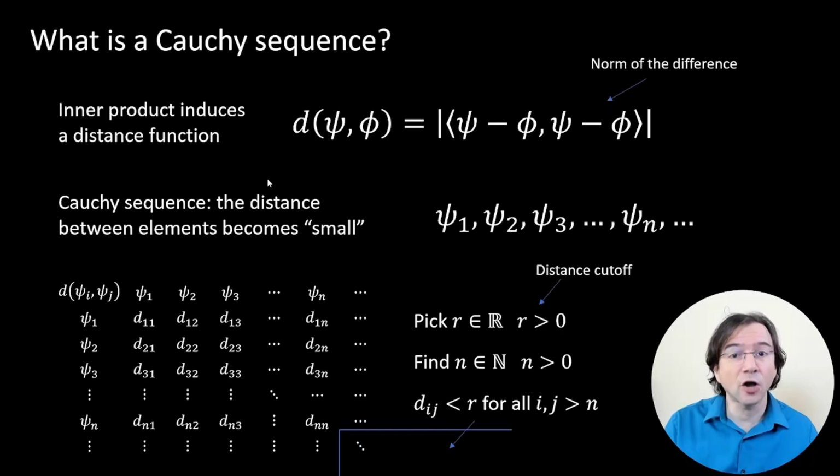Okay, so what is a Cauchy sequence? Well, first of all, it's a sequence. So we have countably many vectors, one after the other.